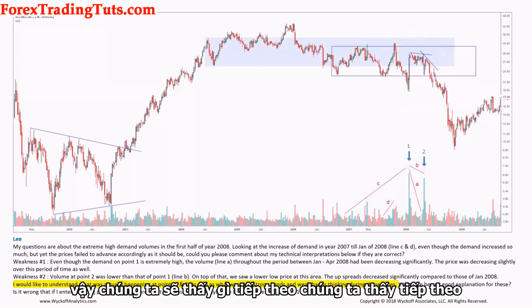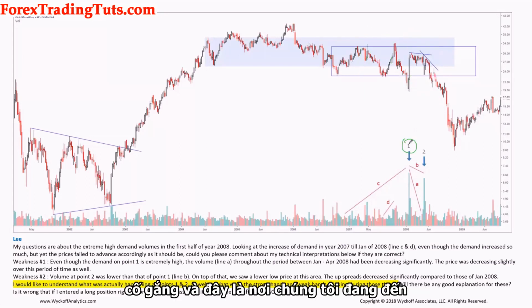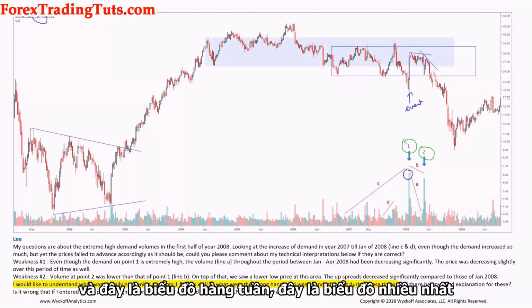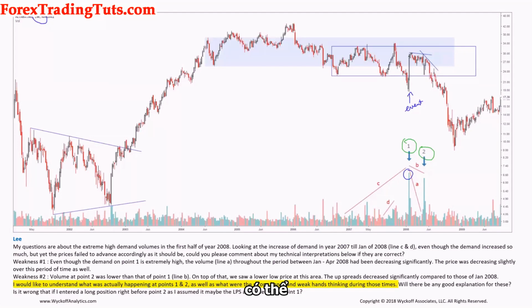So what do we see next? We see the next attempt, and this is where we're coming into 1 and 2, those 2 points. Let's see what happens. This is the highest volume signature on this bar, and this is probably just some kind of event. There is a lot of optimism on this bar. Again, we could see this from the volume signature and from the price signature. This is a weekly chart, and this is most likely some kind of earnings event and so on and so forth.